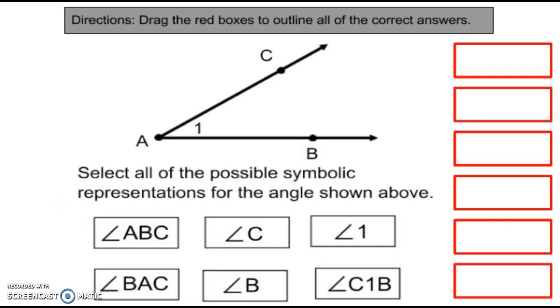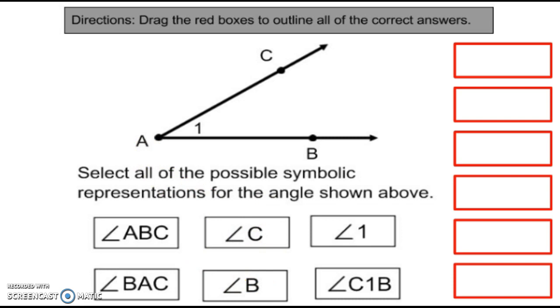This next question was our attempt to recreate a TEI question known as a hotspot. While it is not a direct representation, the skills needed will be the same for students. As for the actual question, the student is supposed to use the drawing to select all of the possible symbolic representations for the angle shown. An angle can be named by using one letter at the vertex, which is letter A in this drawing. Because of this, I can remove angle C and angle B as possible answers.